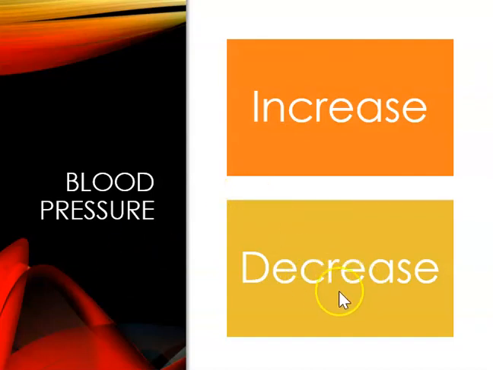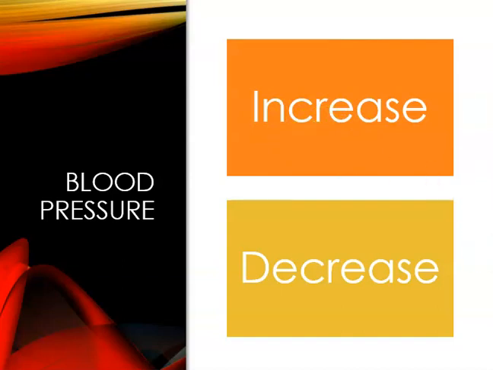A decrease in blood pressure is going to be caused by a decrease in cardiac output, for example hemorrhage or dehydration, or a decrease in peripheral vascular resistance, such as systemic vasodilation from medications. That will also cause blood pressure to decrease. The opposite occurs to increase your blood pressure: increasing cardiac output, for example through exercise or activities, and increasing peripheral vascular resistance with medications as well.